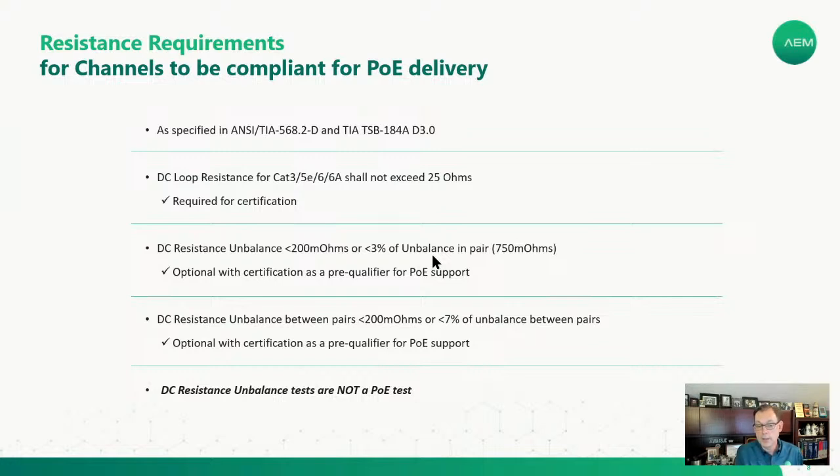The next one, again part of the optional tests, is the DC resistance unbalance between the pairs. So we look at the DC resistance of one pair, and then we compare it to each of the other three pairs in that 4-pair cabling. We do that for every pair.